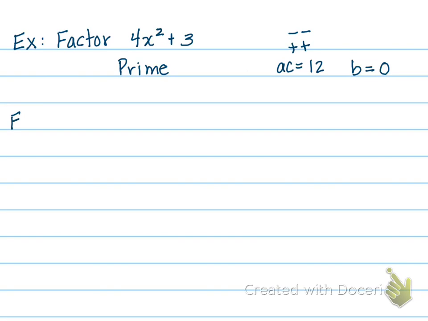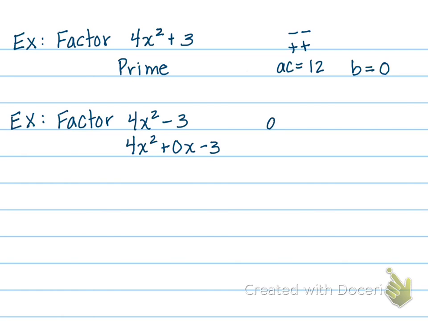So let's try one where AC is negative. Like maybe I'll just go like this. And now my C is negative, so that'll be helpful. So again, we're going to put that 0 in. So plus 0x minus 3. And so now we have AC equals negative 12 and B equals 0.